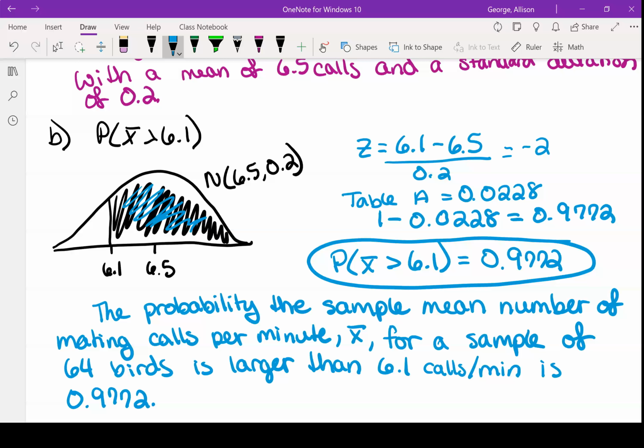When you're writing your sentence, you want to make sure you're using context. You want to make sure you're getting in your sample size. You want to make sure you're saying what your value of interest was, which is 6.1, and then what the actual final probability was. So make sure you're including all of that in your answer.